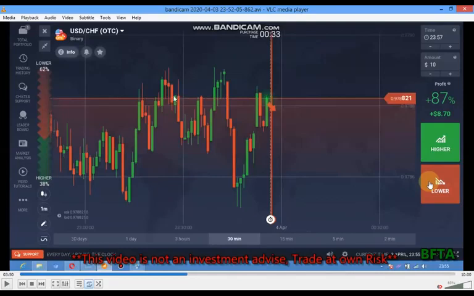There are some turning points here, but it didn't close below. But we can still count it as seller's area. But I saw that it closed above this turning point. It closed above this turning point. Then I just placed a put option.